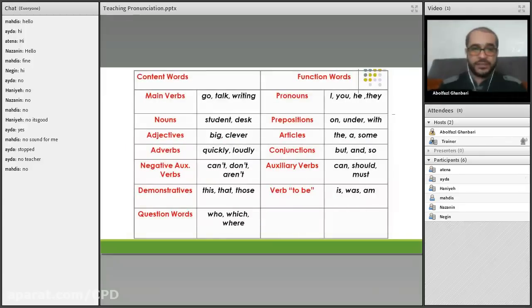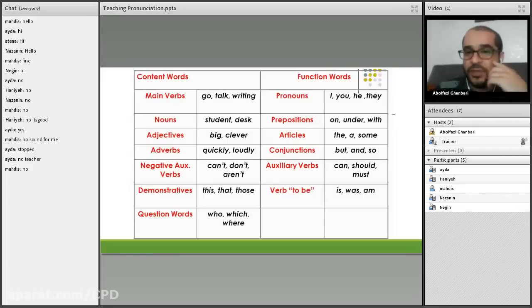Look at this chart. The content words are main verbs. These are the words, the vocabulary that carry the meaning in the sentence. The main verbs are content words: go, talk, write, etc. Nouns, adjectives, adverbs, negative auxiliaries: can't, don't, aren't. Demonstratives: this, that, those. Question words, WH question words. On the other side, we have function words, like pronouns, prepositions, articles, conjunctions, auxiliary verbs, and to-be verb.